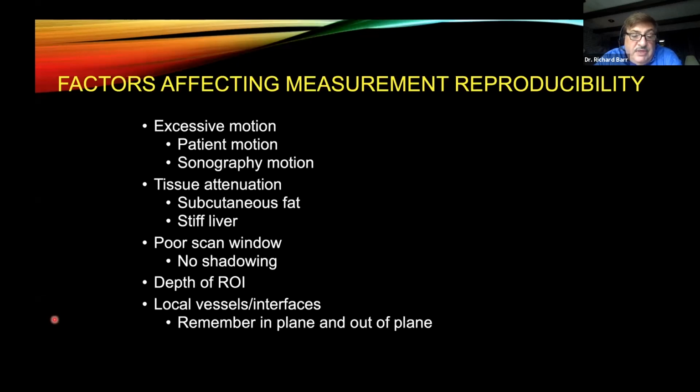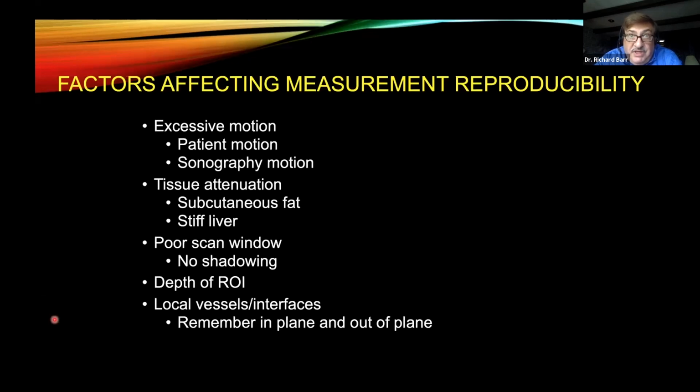And we want to, again, avoid blood vessels and other interfaces. And remember, this is a 3D process, not a 2D process. So you have to remember that vessels that are out of the plane may also show up. So again, this is another advantage of the 2D shear wave, because it has a quality map that will show you where these are at. In point shear wave, we don't know where they're at.